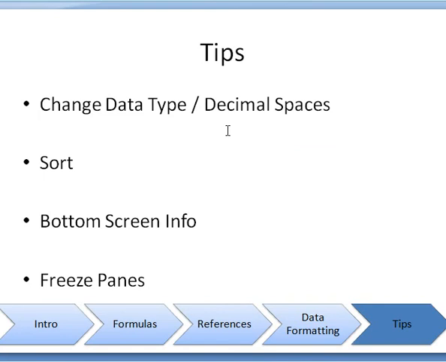Okay, a couple of quick tips, and then we'll finish this up. I'm going to show you how you can change the data type or the number of decimal spaces. I'm also going to show you very briefly how to sort. I'm going to show you the information at the bottom of the screen, which can sometimes be useful. And I'm going to show you how to freeze the panes, which will make scrolling in large data sets easier.